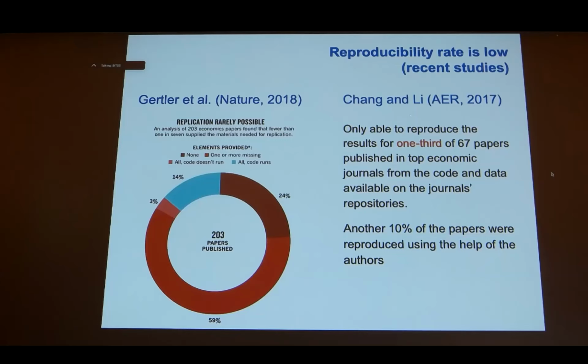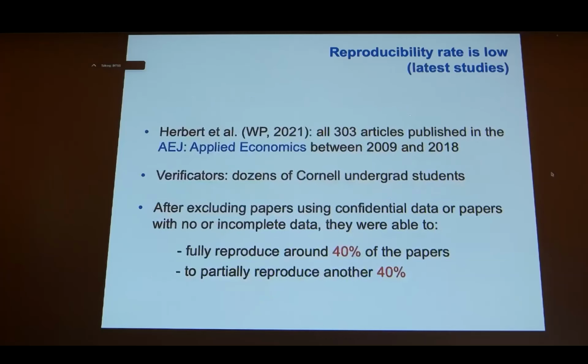More recent empirical evidence, again coming from economics, Gertler and co-authors. Again, a few hundred well-published papers. Long story short, they are able to run only 14% of the code. So I'm not talking about regenerating the same result, just running the code. 14%. Another paper by Chang and Li in the American Economic Review. Again, a third of the results have been regenerated, and they use a way less strict definition than the one we use here. So it's really surprising.